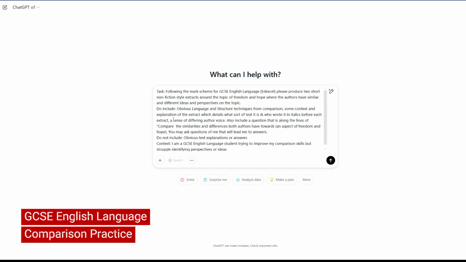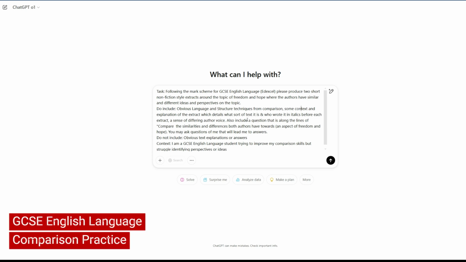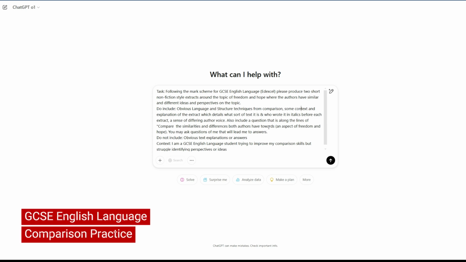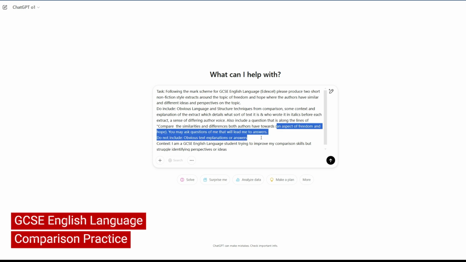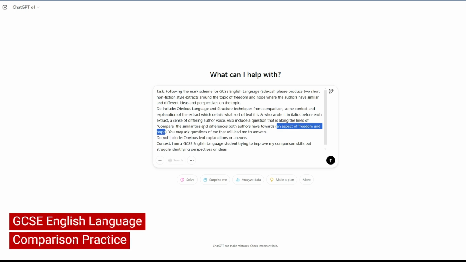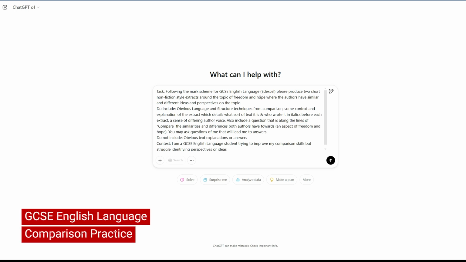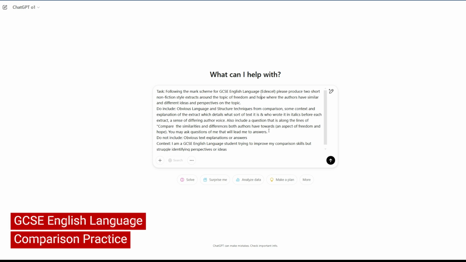I've asked for a differing sense of author voice. This is just to make sure that the perspectives and ideas are separate. I've also asked to include a question that is along the lines of compare the similarities and differences both authors have towards an aspect of freedom and hope. You would, of course, change that bit there to whatever you'd asked it to be up here. Okay. And I've also asked it to allow me to ask it questions as well.